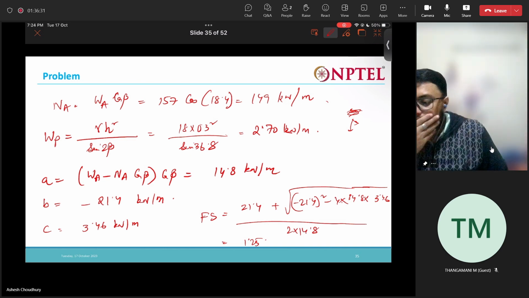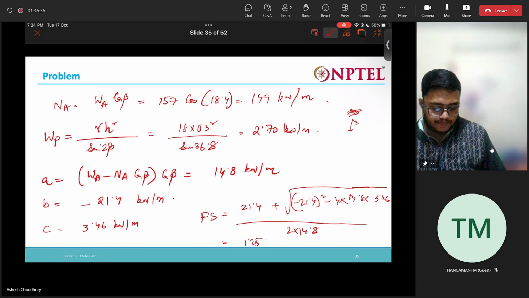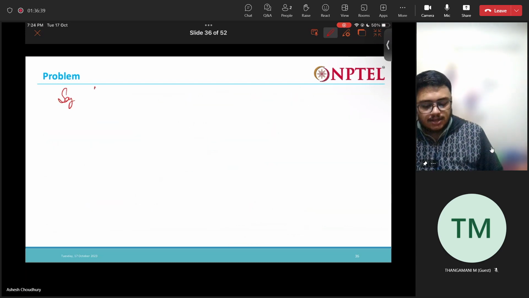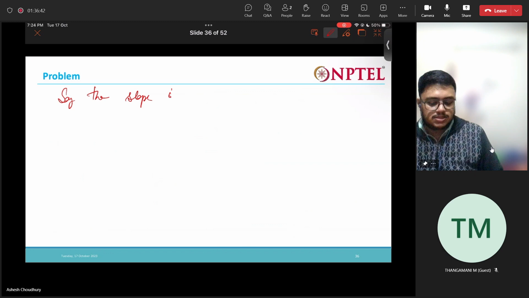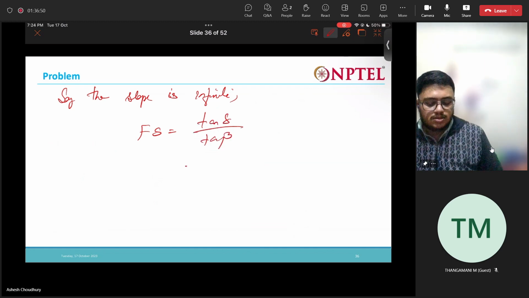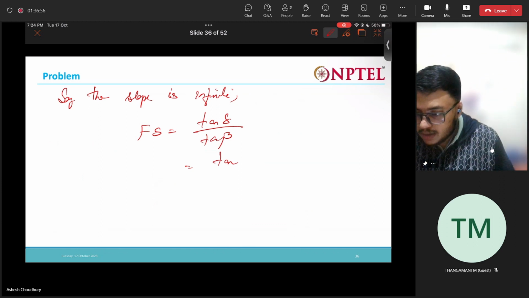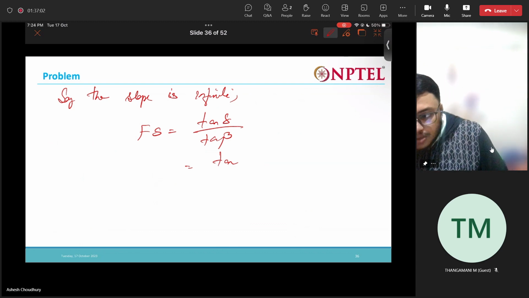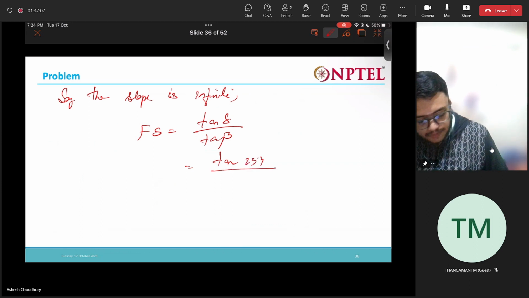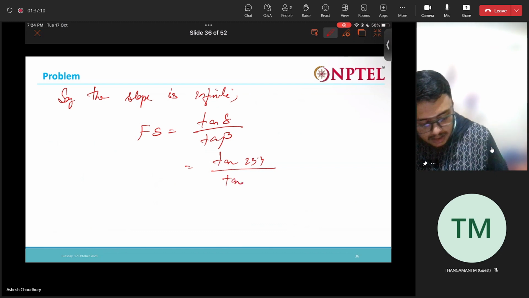Now say we consider an infinite slope. Say the slope is infinite. Then what is the factor of safety? Simply this, tan. How much? What is this one? Delta. Okay, delta. What you can do? Delta, they have assumed as 23.4 by 10.